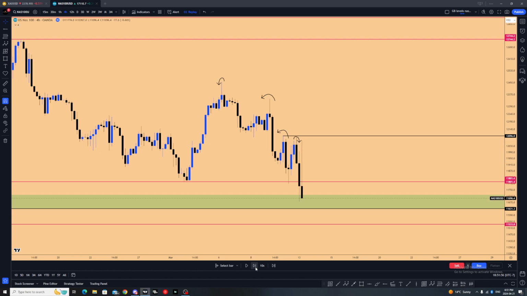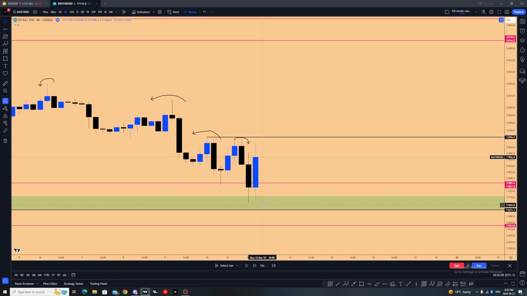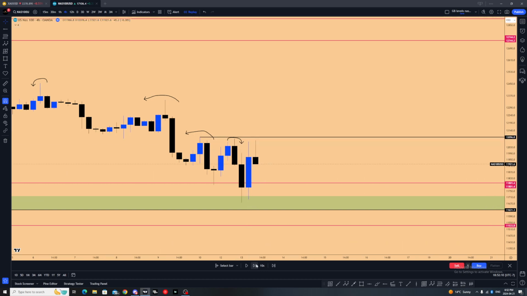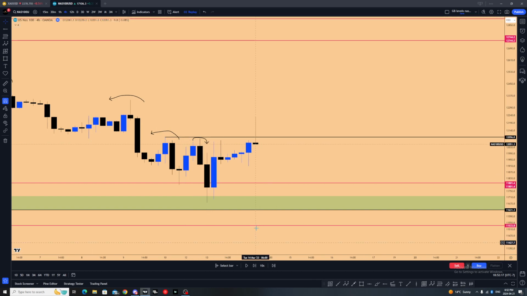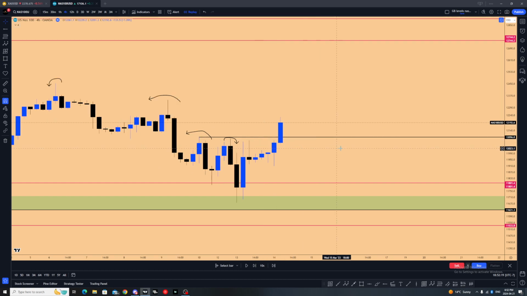Oh, it came so close. So that position would still be intact because you never get stopped on it. Or you could be safe and wait for some kind of a trigger to go long. The trigger to go long would be to break this lower high and go up. That's the trigger to go long.